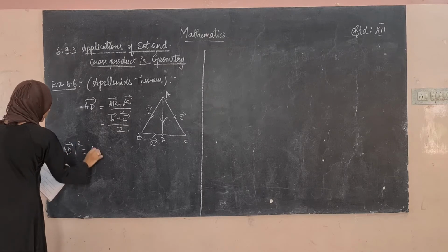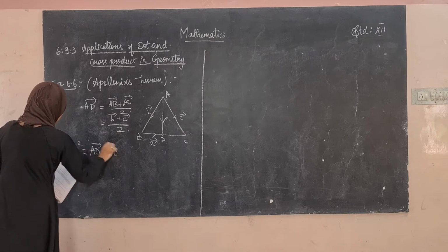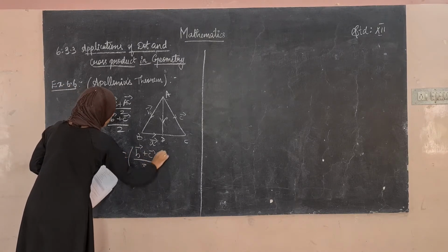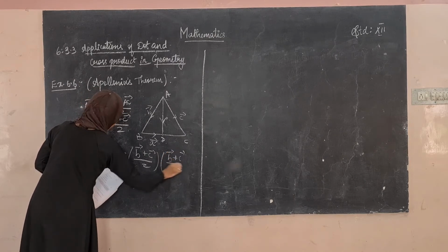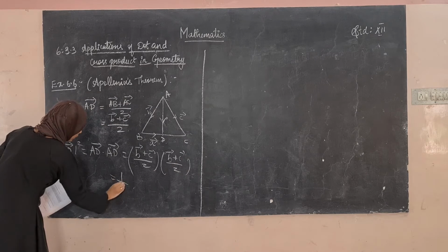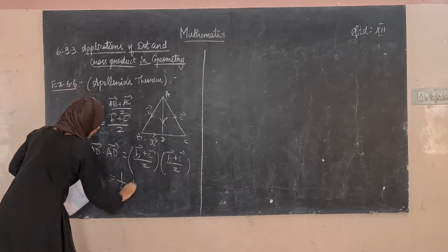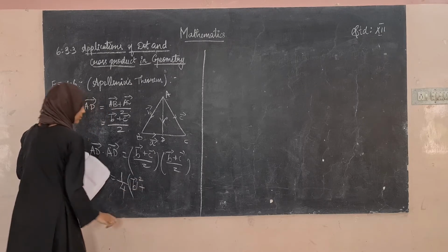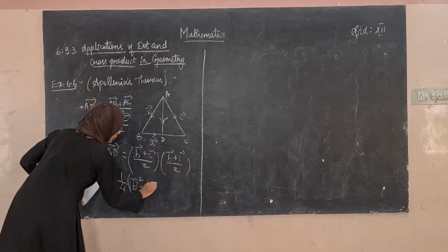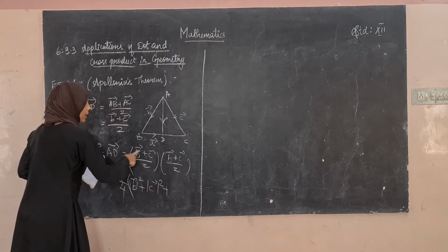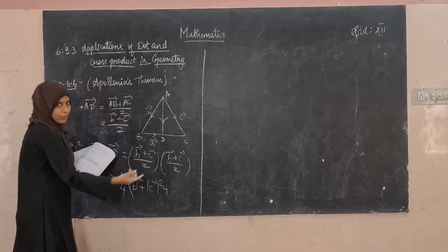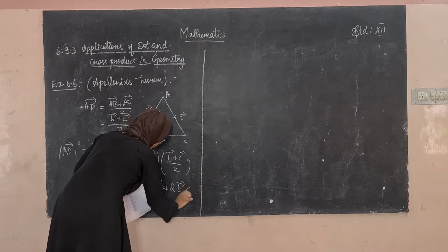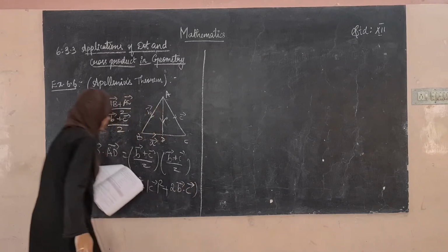that is modulus of AD vector the whole square is equal to AD vector dot AD vector, which is equal to, what is AD vector? It is B vector plus C vector divided by 2 into B vector plus C vector divided by 2, which is equal to 1 by 4 into modulus of B vector whole square plus C vector into C vector is modulus of C vector the whole square plus B vector into C vector plus B vector into C vector, which is equal to 2 into B vector dot C vector. This is dot product, B vector dot C vector.